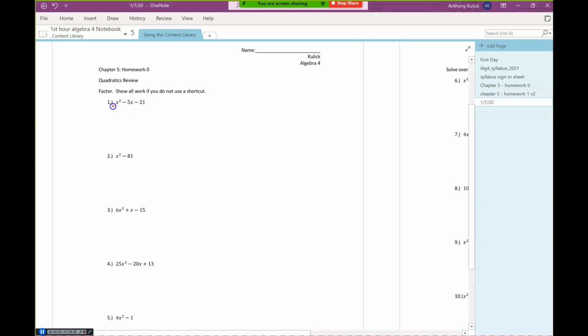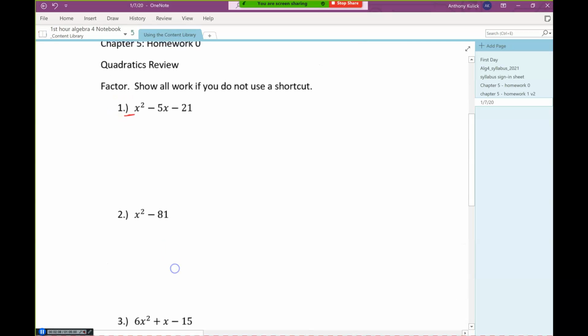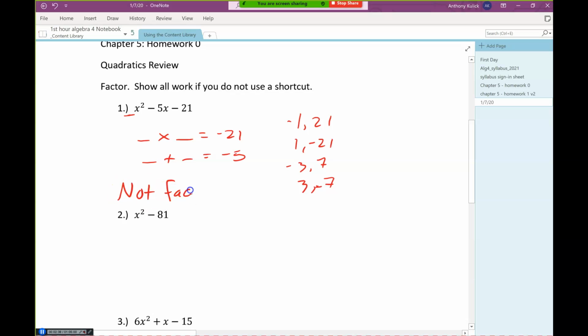So on number one, where the leading coefficient is 1 and I have both x's and x squareds, all I really need to do is find the two things that multiply to give me the last term and add to give me that middle term. Now, the things that multiply to give me negative 21, there's only 4 of them, and none of them add up to negative 5. So here we would just say not factorable.